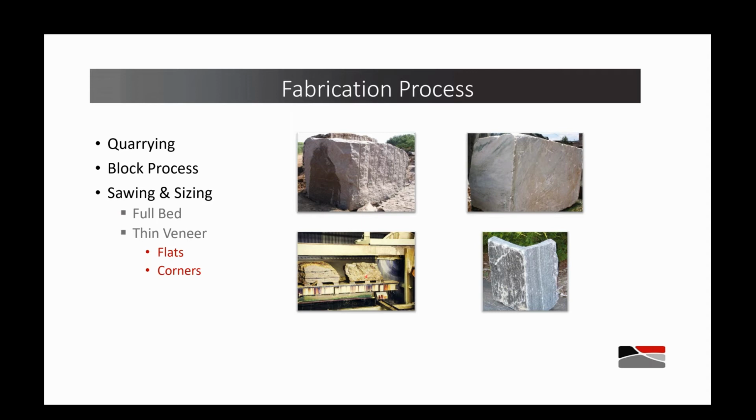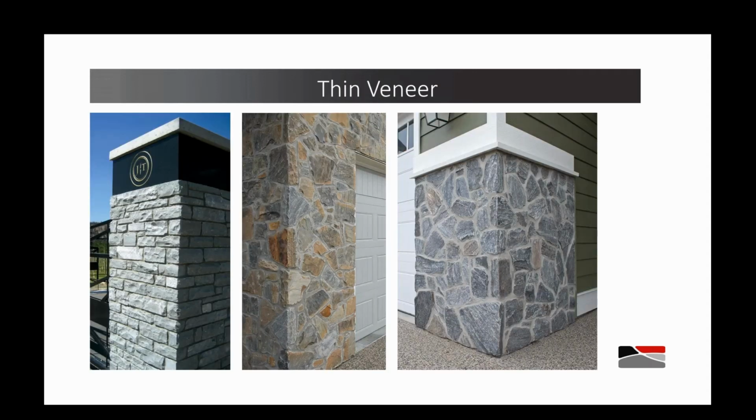So it may be cut into slabs if it's determined that that's the best use for it. It may be broken down into 3 to 5 inch full bed stone, and then some of that full bed stone may well be taken and put through the saws that you see in the bottom left-hand corner there to produce what we refer to as thin veneer in both flats and corners. And you'll see there what the resultant flats and corners look like.